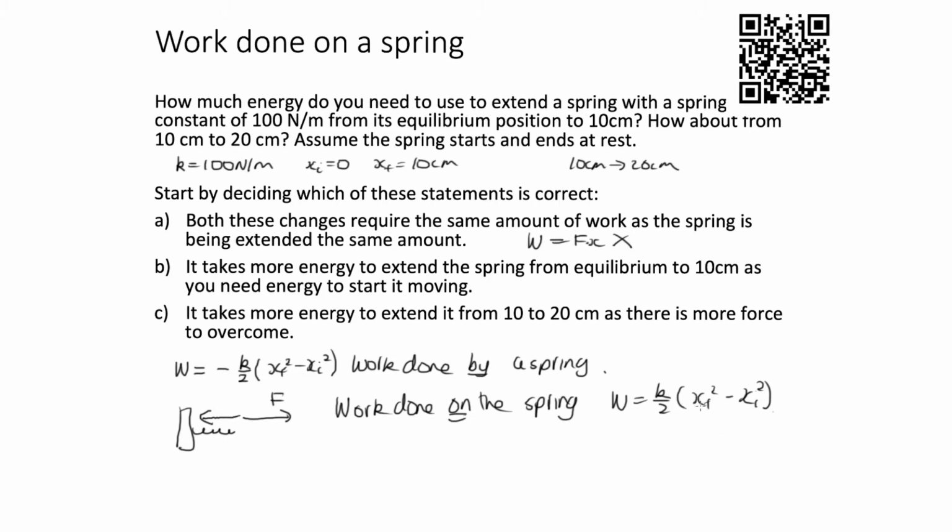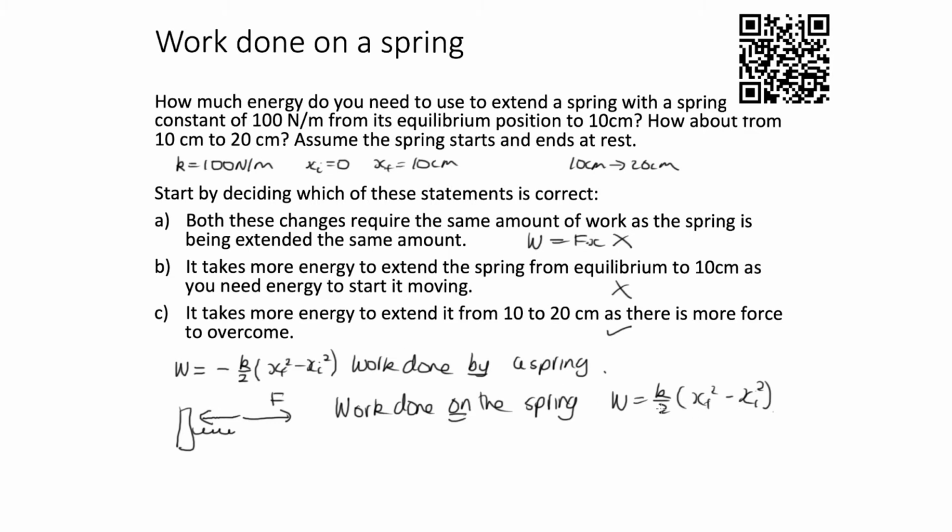We need to apply more force to extend the spring further from its equilibrium position than when we're close to the equilibrium position. Option B, it takes more energy to extend the spring from equilibrium to 10 centimeters as you need energy to start it moving. Well, that's just wrong. And C, it takes more energy to extend it from 10 to 20 centimeters as there is more force to overcome. Okay, this is actually correct, and we can see it in our equation here because we've got the squared dependence upon the displacements. So if we've got 20 squared here as opposed to 10 squared here, we're 4 times larger, and so we are going to need to have more work done.